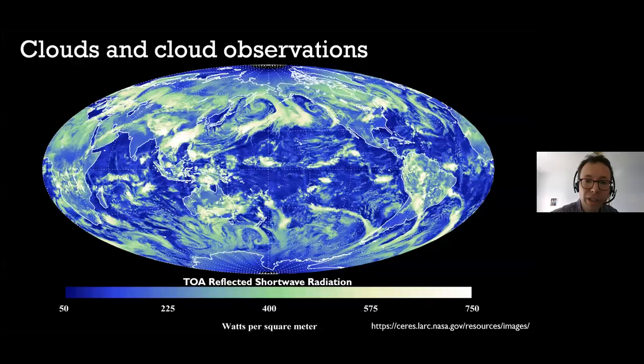reflected shortwave radiation, where we can also see that wherever we have clouds, we have these bright blobs, which refer to a large amount of energy that is reflected back to space before it could even enter the Earth atmosphere to be stored there and lead to a warming of the atmosphere. So clouds are quite important, and let's quickly look at how they are acting.